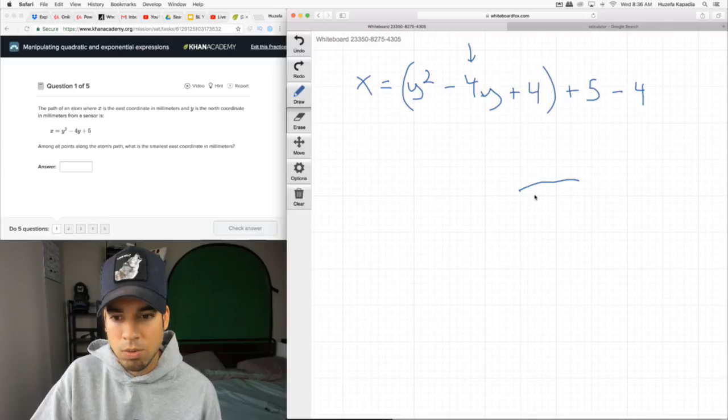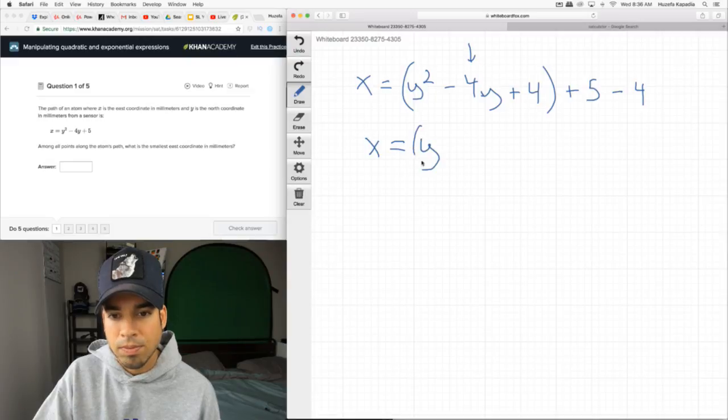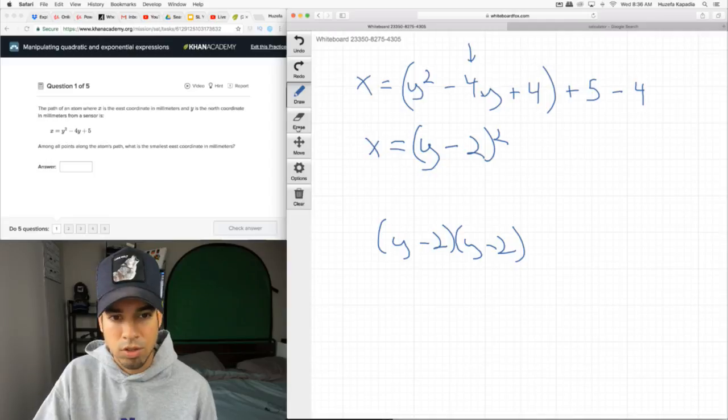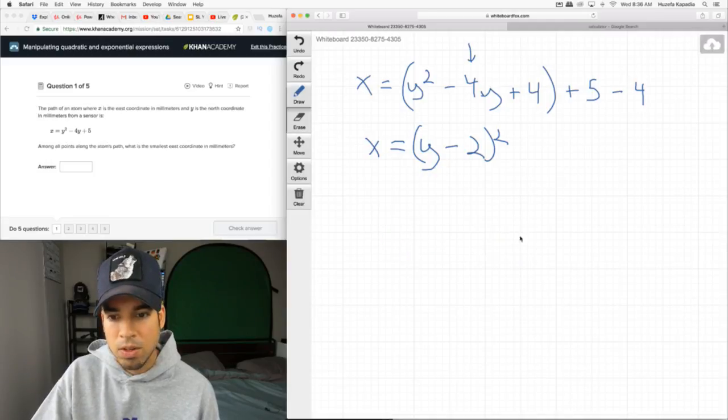All right, and there's a reason why I'm doing this. I'm going to show you in a second. This becomes a perfect square. This becomes x equals y minus 2 squared. So basically what this factors into is y minus 2 times y minus 2, and then it goes to y minus 2 squared like that. All right, and then this subtracts to become 5 minus 4, which is just 1.